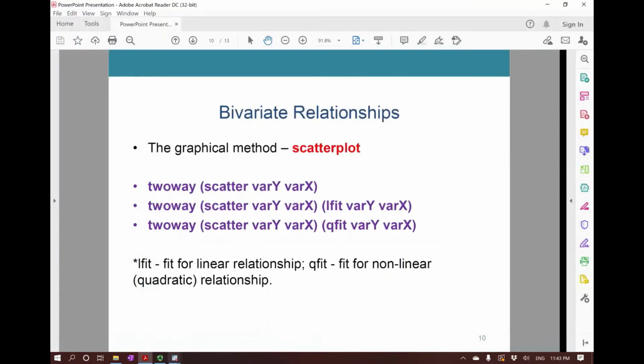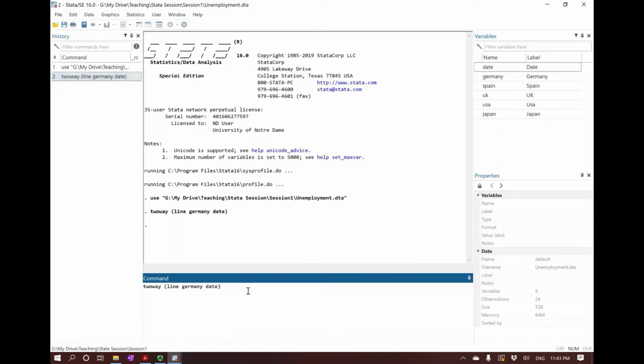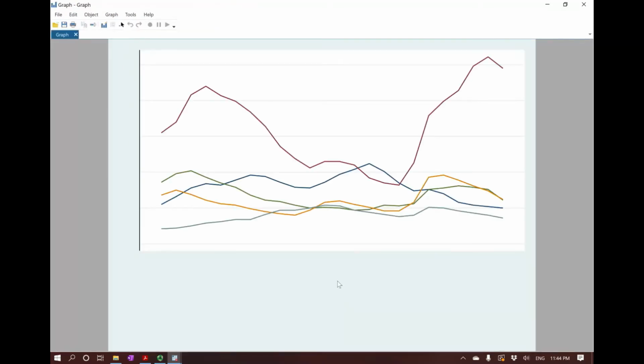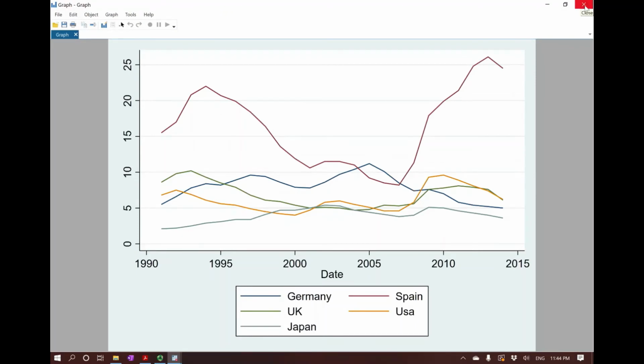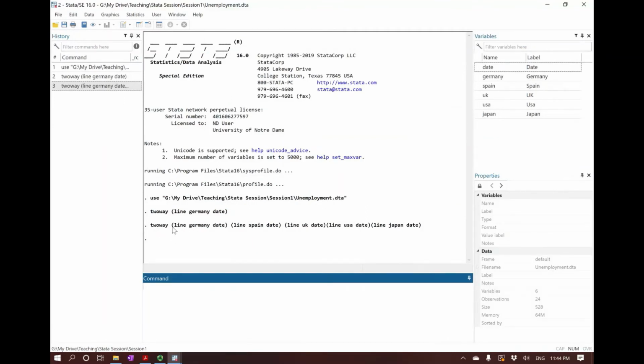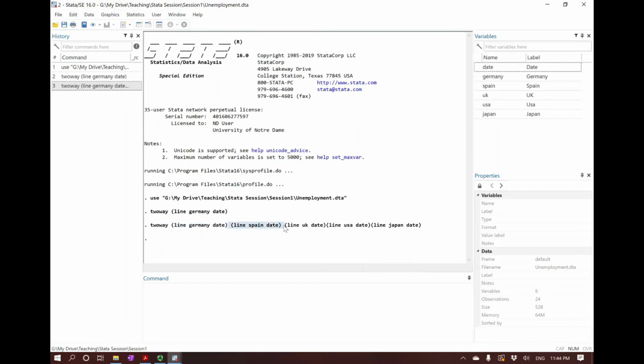Okay, and if you also recall, if you'd like to add more plots, you can continue to add another line plot that would be enclosed in parentheses. So we could also say we want to create Spain and date, another line plot, UK and date, another line plot, USA and date, another line plot, Japan and date. Line. I do need to say what type of twoway graph is required. If I enter, I'll see 5 line plots. So whenever you want to build multiple twoway plots, you just put all the commands in parentheses followed by a general twoway command.